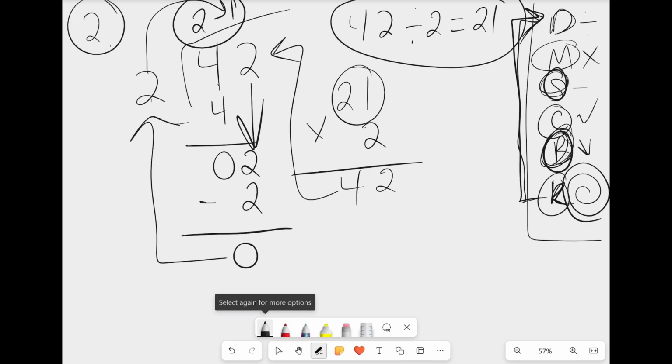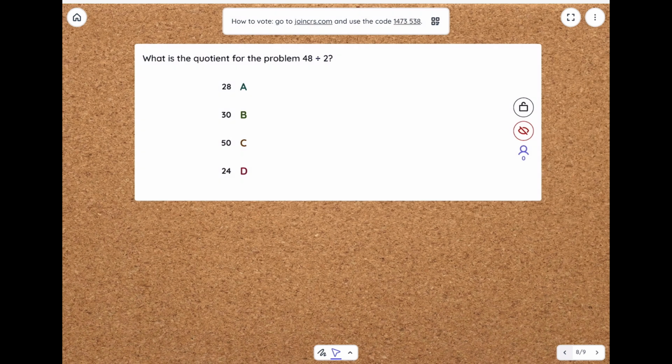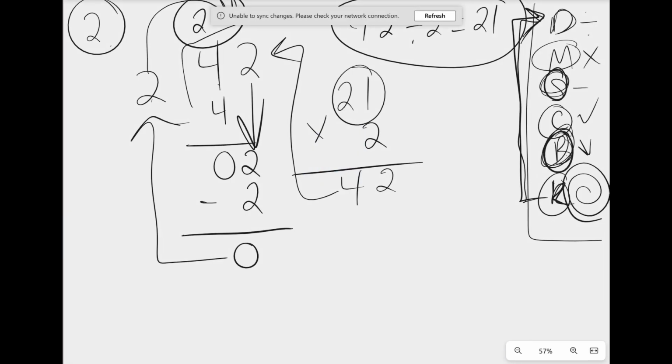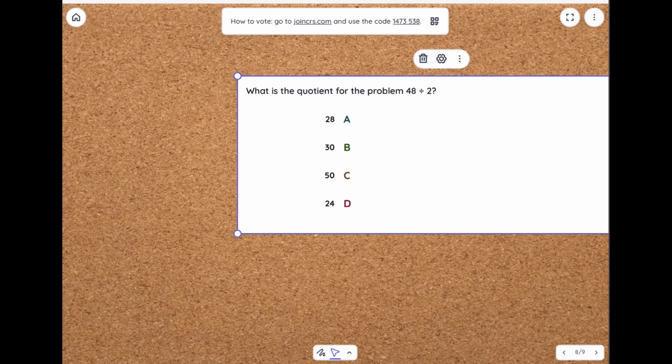This is your answer. Now, I want you to go over to this website, joincrs.com, and type in the code. Then I want you to take a couple of moments and answer the division problem on here, and then answer whatever quotient you get. Your question states, what is the quotient for the problem 48 divided by 2?